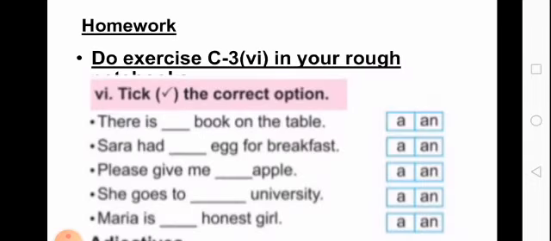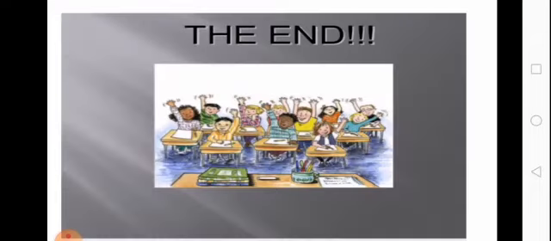Do exercise C3-4 in your rough notebooks. Tick the correct options. There is a book on the table. Sarah had an egg for the breakfast. Please give me an apple. She goes to a university. Maria is an honest girl. I hope this is clear to you all.